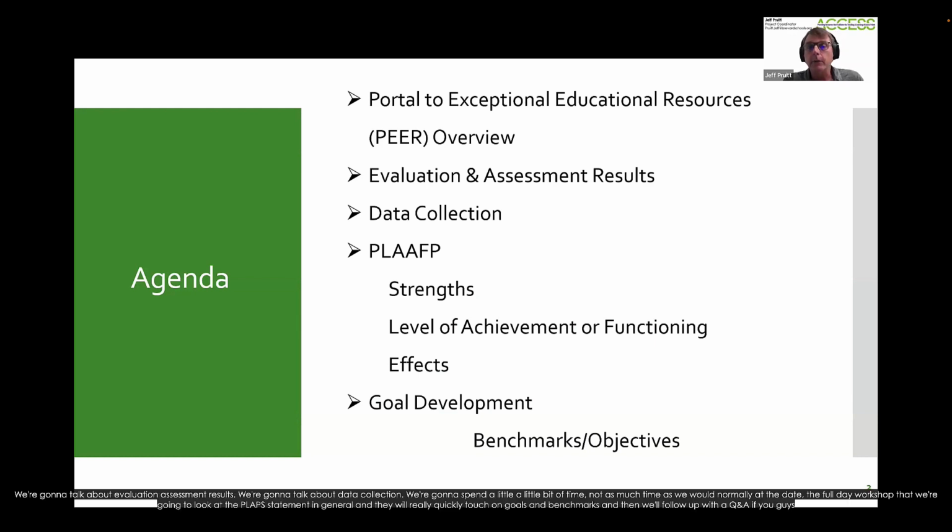We're going to talk about evaluation assessment results. We're going to talk about data collection. We're going to spend a little bit of time, not as much as we would normally at the full day workshop, looking at the PLAAFP statement in general. Then we'll really quickly touch on goals and benchmarks, and then we'll follow up with a Q&A if you guys have any questions.